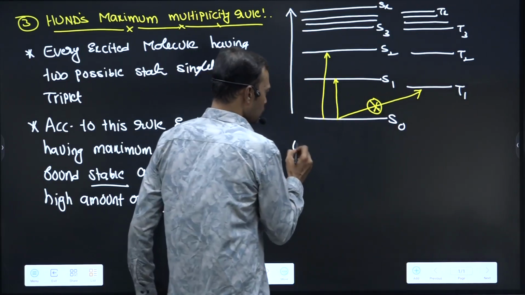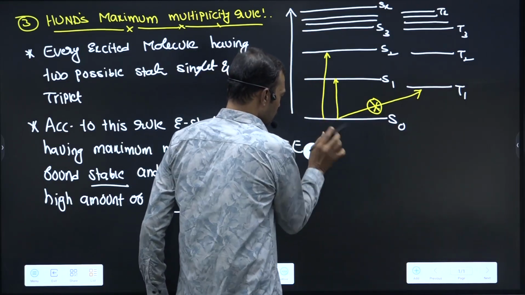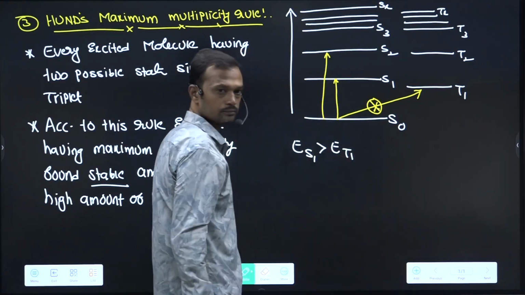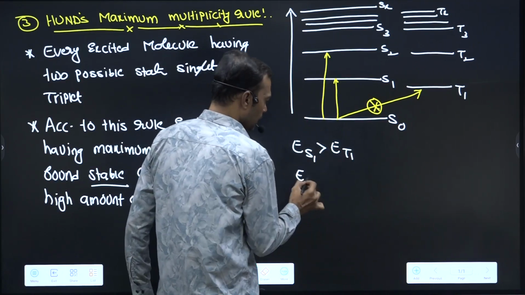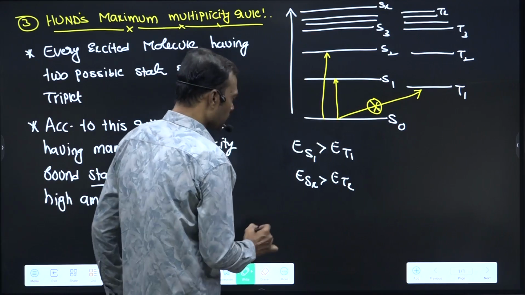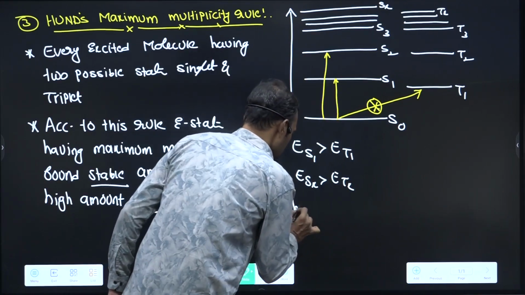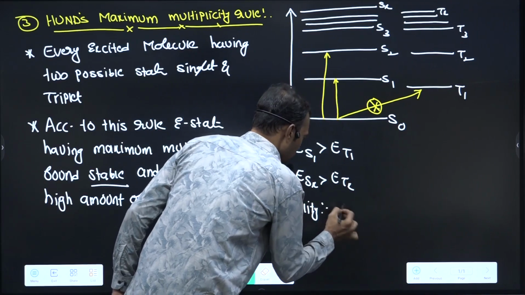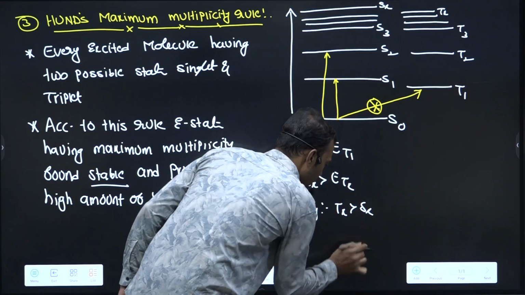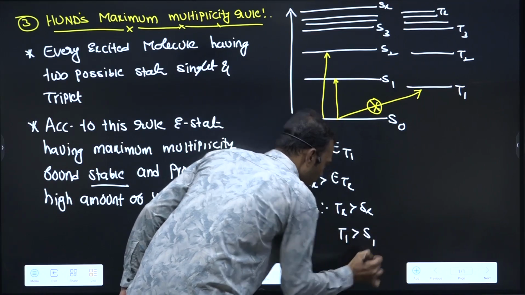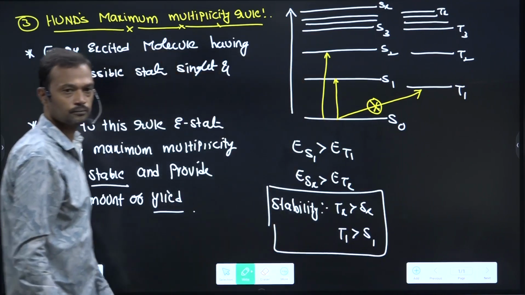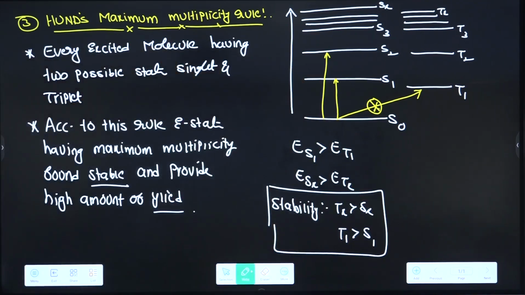So the energy of singlet is very high as compared to the energy of T1. I am saying energy: the energy of Sx is greater than the energy of Tx. Then what about stability? Stability order finally: the stability of Tx is greater than Sx. Then finally I can say that the stability of T1 is a little better as compared to S1. That is your final conclusion. This is energy and this is stability. That is called Hund's rule of maximum multiplicity.